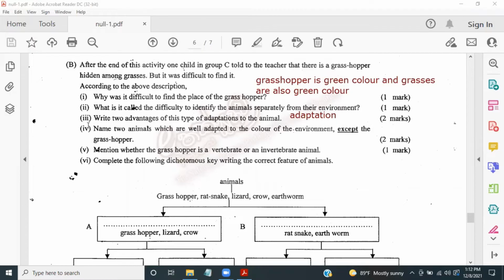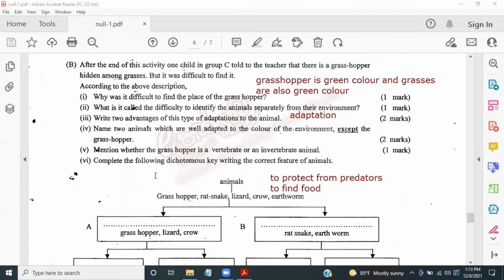Adaptation. Write 2 advantages of this type of adaptation to the animal. Write down the answer. The advantages are to protect from predators, to find food by hiding. Those are the advantages of the adaptations.